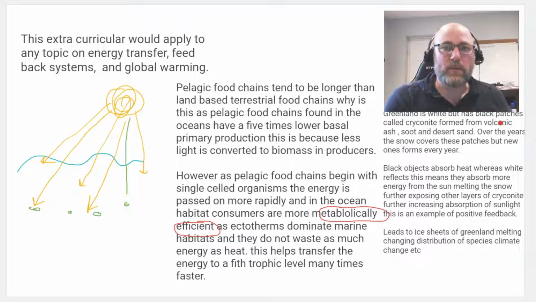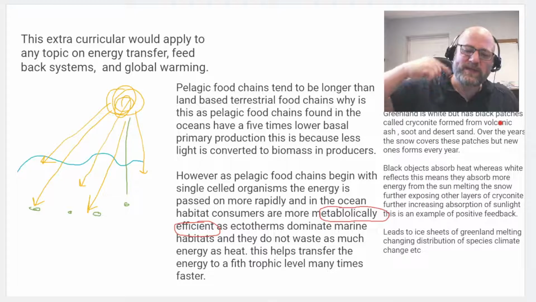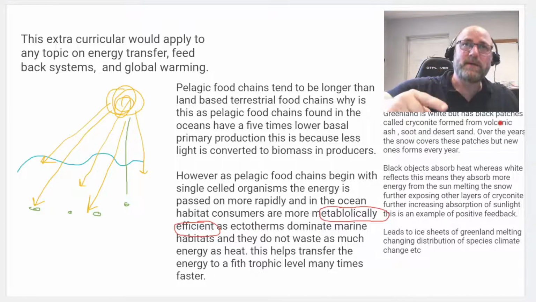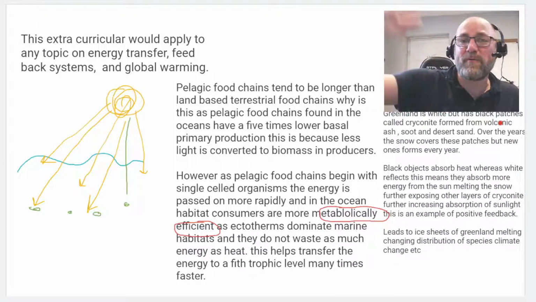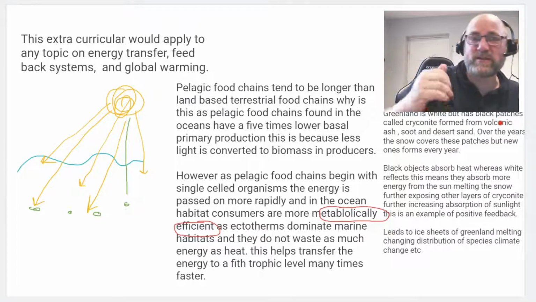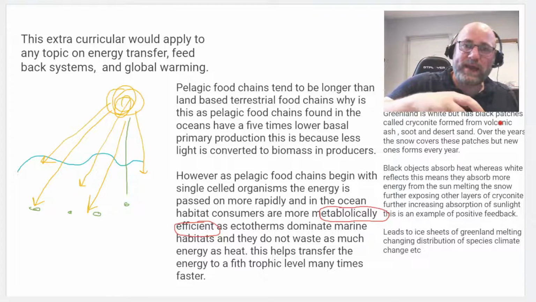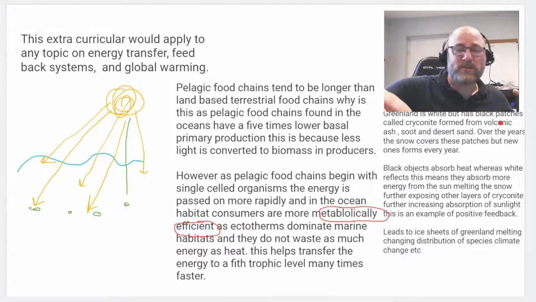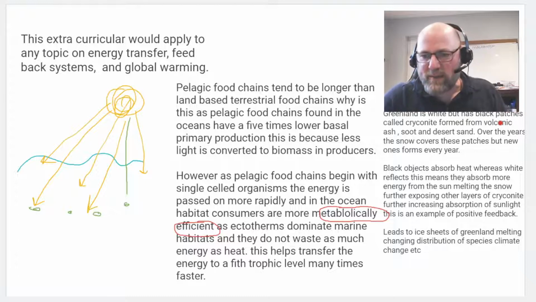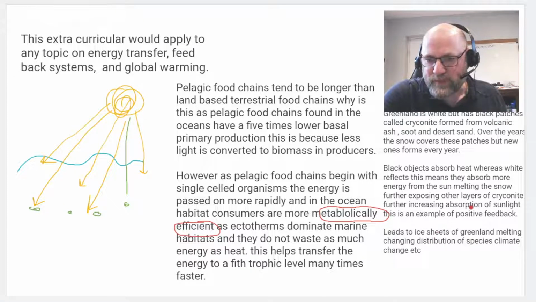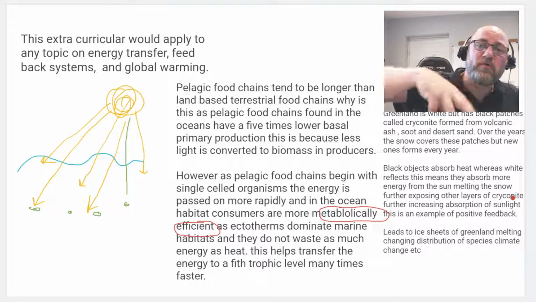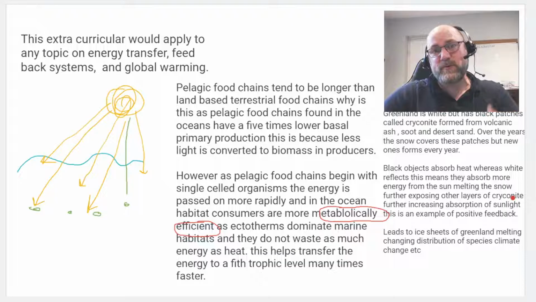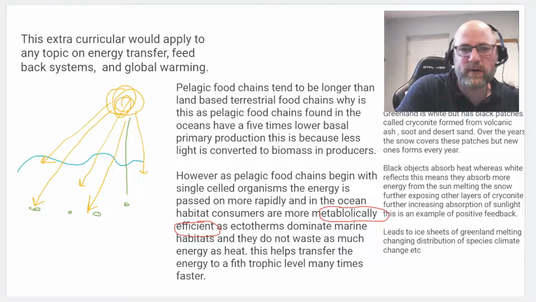You could link this into positive feedback, because it's a mechanism where something happens, and the more it happens, it just further increases the level. That's positive feedback. It's not returning to the original level. As more heat gets absorbed, more snow melts, more black patches are revealed. They've got a name as well. It's called cryoconite. The more of the cryoconite is revealed, the more it absorbs, and it's positive feedback. So you could get something called feedback loops that could tie in there as well.